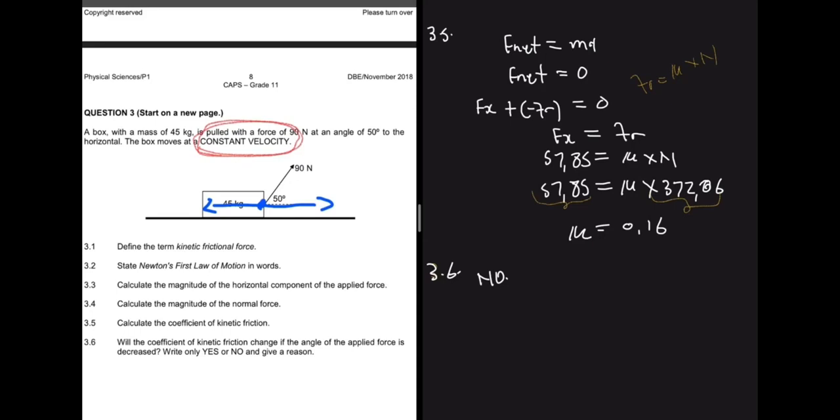The coefficient only depends on the surface, on the material, and not anything else. So that's the reason you would give. Learners are investigating a relationship between the mass of an object and the acceleration it experiences when a constant net force is applied on the object. They use their results to draw the graph below.